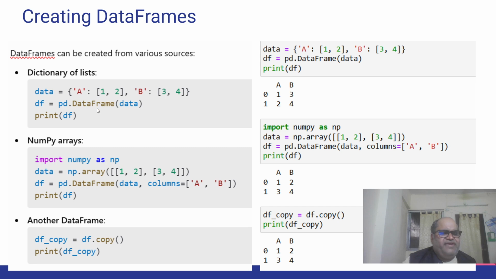And if you call pd.DataFrame on this data and print, you'll get your values as A 1 2, B 3 4, right? And 0 1 is the default indices that you see. Then from NumPy arrays, you can actually get your data. So more like a nested list. Every individual column of data will be like one list, 1 2 3 4, right?